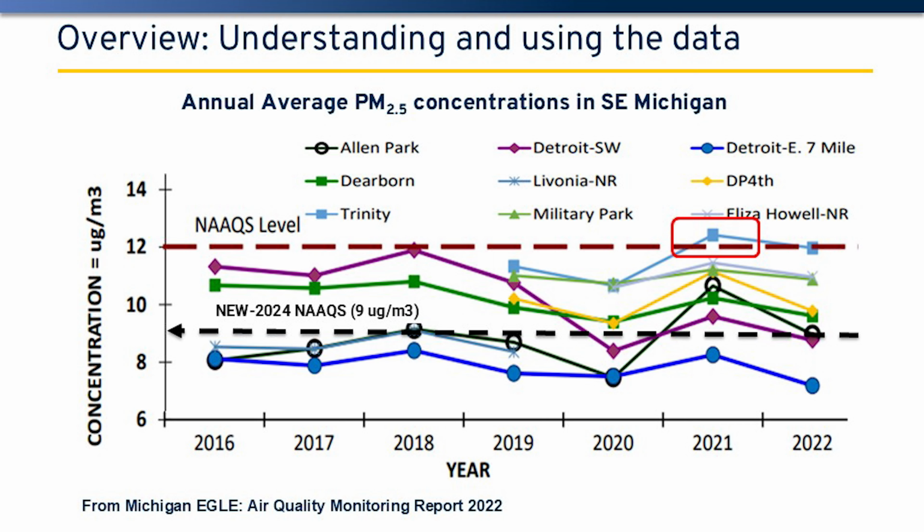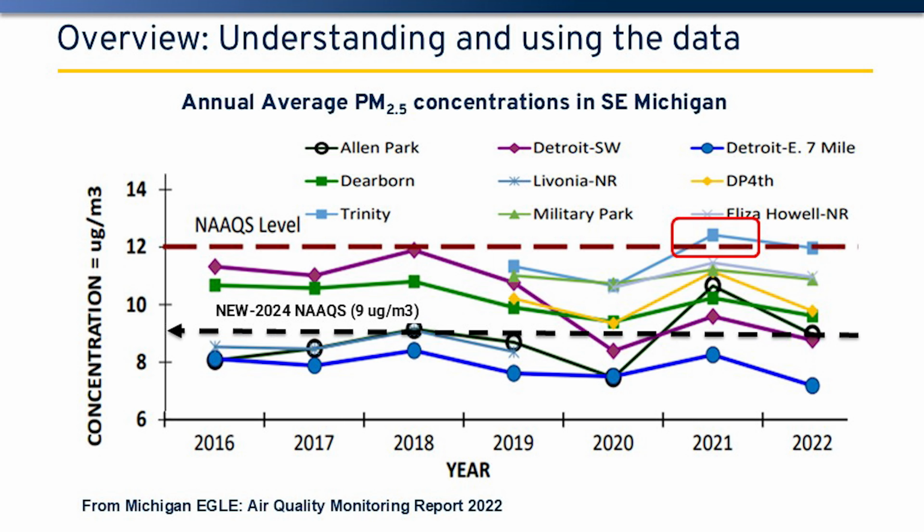The dark red dotted line shows the National Ambient Air Quality Standard, or NAAQS level, that was the highest allowable level of PM2.5 up until 2024, which was 12 micrograms per cubic meter of air. The highest level of PM2.5 is found in the light blue line, recorded at the Trinity monitoring site on Fort Street. Because the Trinity site was above or at 12 micrograms per cubic meter on average in both 2021 and 2022, that area was considered to be out of compliance with the NAAQS standard for PM2.5.